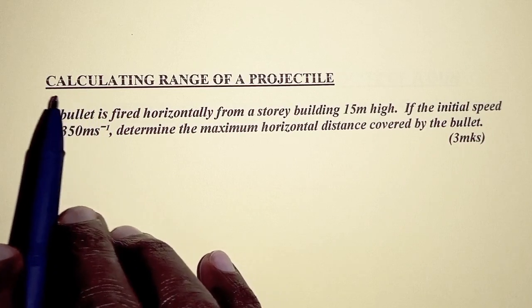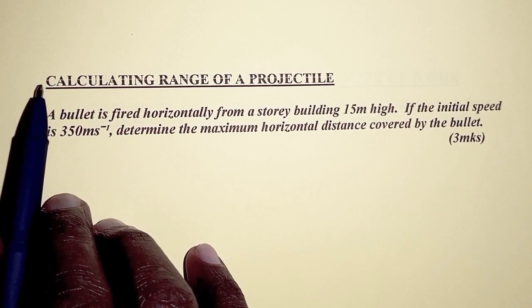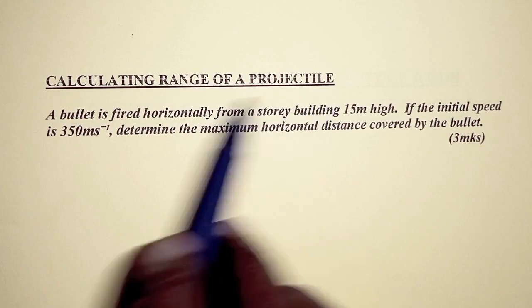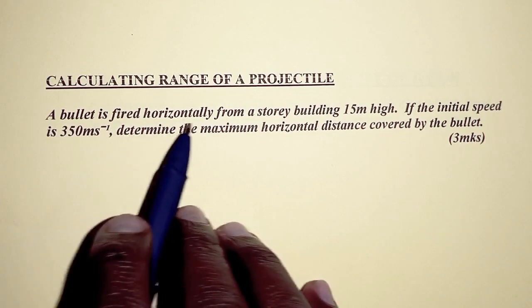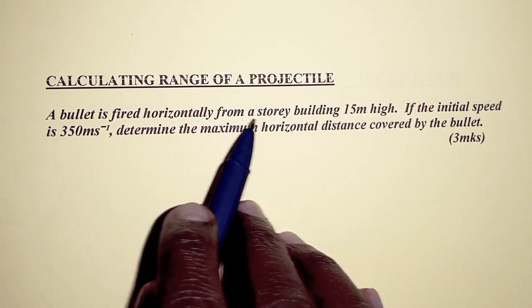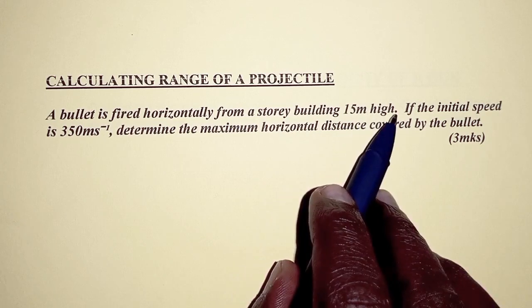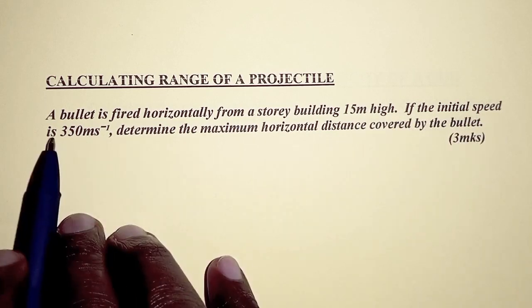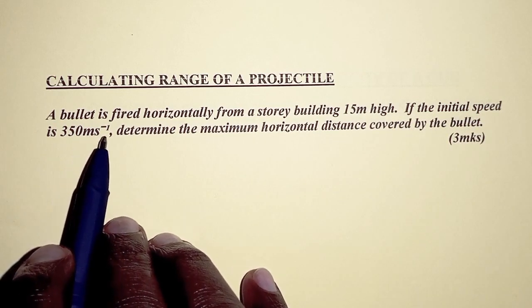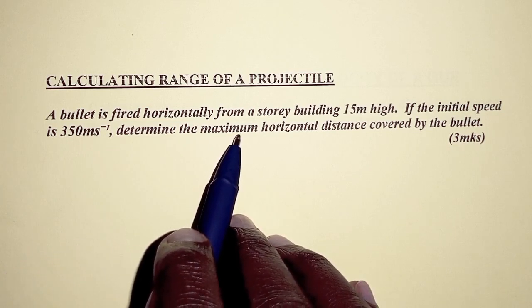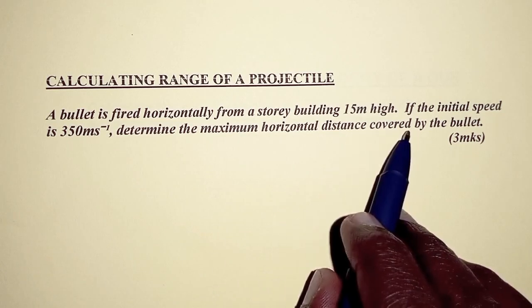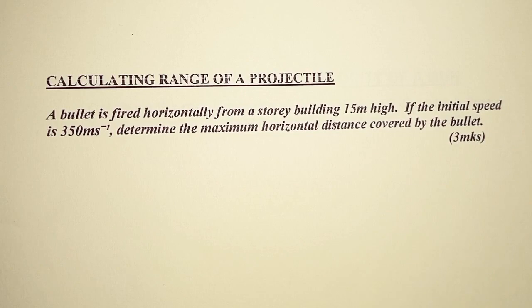In this presentation, we are going to learn how to calculate the range of a projectile. A bullet is fired horizontally from a storey building 15 meters high. If the initial speed is 350 meters per second, determine the maximum horizontal distance covered by the bullet.